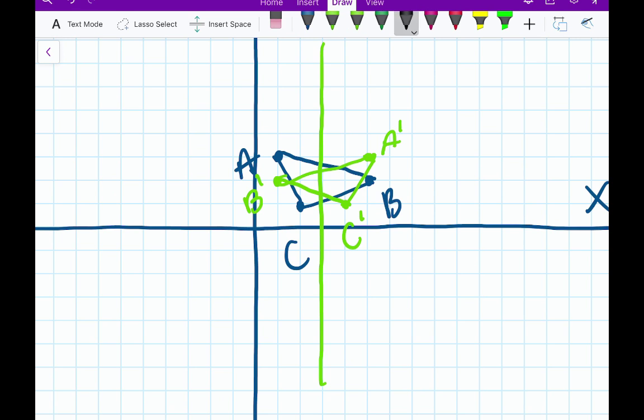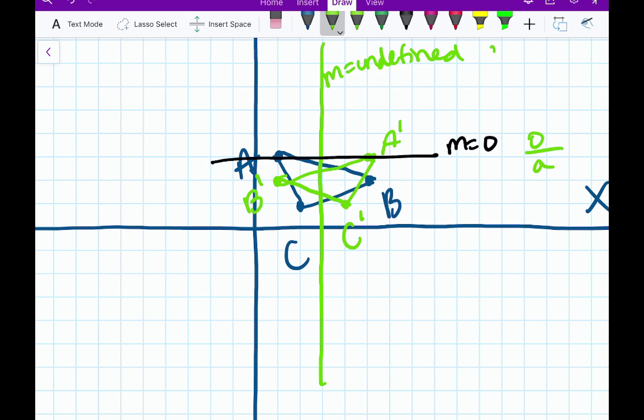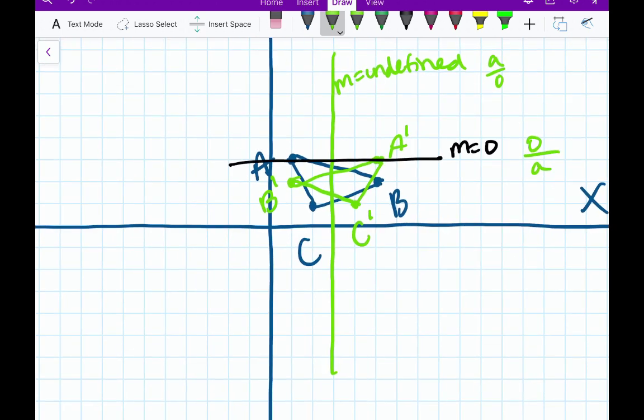So again, follow with me here. If I were to draw a segment or a line between A and A prime, as you can see, the slope of the black line is 0, and the slope of the green line is undefined, and those are perpendicular slopes. Remember, perpendicular slopes are slopes that have the opposite reciprocal slope. 0 is 0 over A, and undefined is A over 0. And so those are opposite reciprocals. You can't take the opposite of 0, so that's why the sign doesn't really matter.